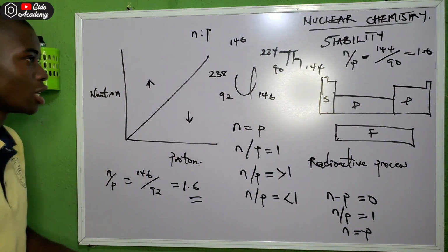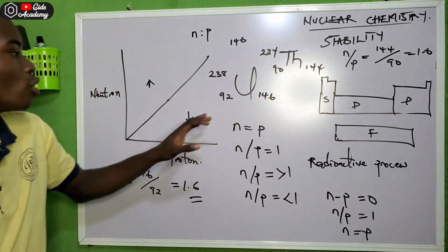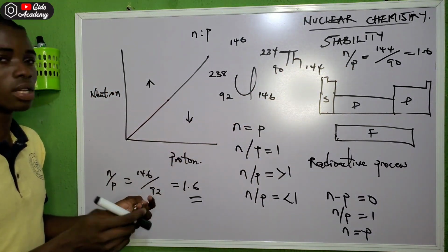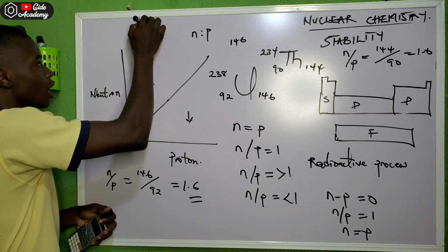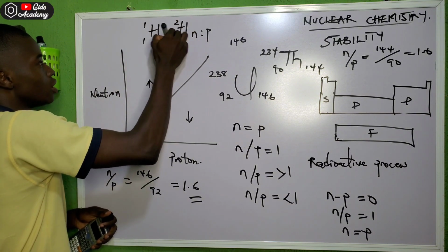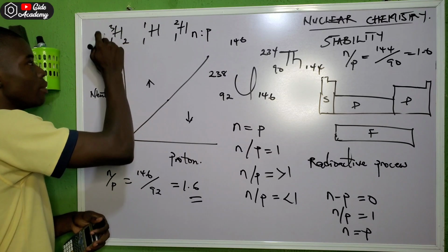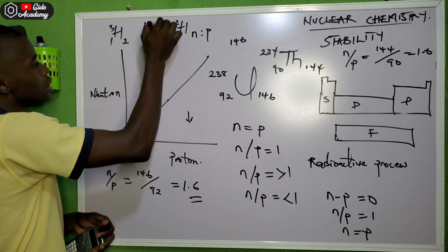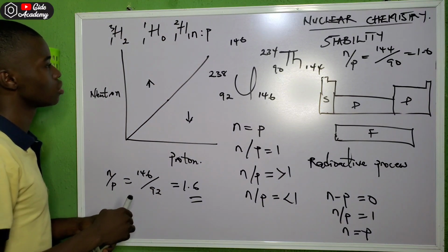Since our answer is 1.6, realize that thorium will also be above the what? The stability belt. Now let me give you something that will make us understand it clearer. Let's try with hydrogen. Hydrogen we have 1 1, hydrogen we have 2 1, and hydrogen we have what? 3 1. The neutron number of this hydrogen is 2. 3 minus 1 here gives us 2, here gives us 0, and here 2 minus 1 gives us 1.